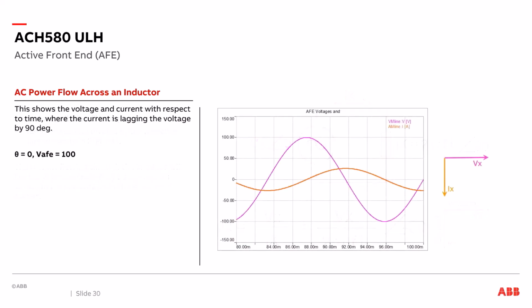Let's take a look at the AC power flow across an inductor. This shows the voltage and current with respect to time, where current is lagging the voltage by 90 degrees. If you look at the voltage right here, we peak out right here on our waveform, and if you follow the current, the peak doesn't occur until here, 90 degrees later. If we look at our phasors, we have our voltage phasor, and at a 90-degree angle, we have our current phasor. This is important because we are going to use this for the rest of our slides.